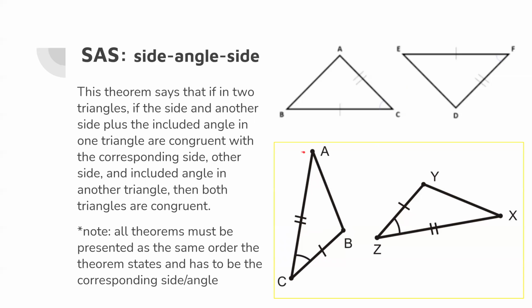Now here's my question. Can you prove that these two triangles are congruent down here? I'll give you 5 seconds, and you have to use the SAS theorem. If you got yes, then you are correct, because this long side is congruent to this long side, and they are corresponding. CB is congruent to ZY, and they're corresponding too, plus also the included angles are congruent.